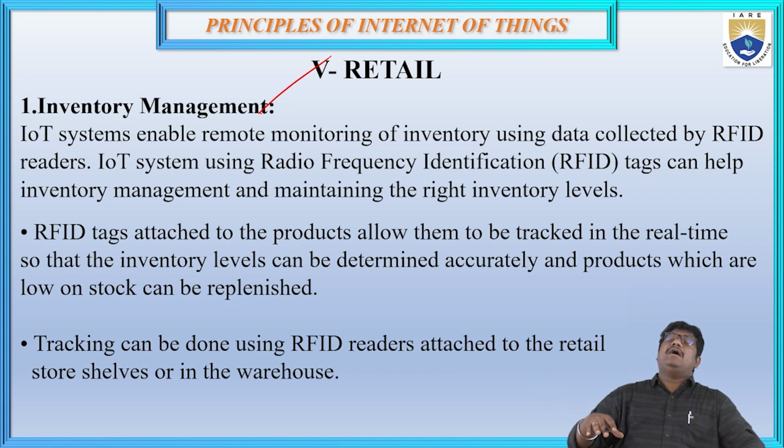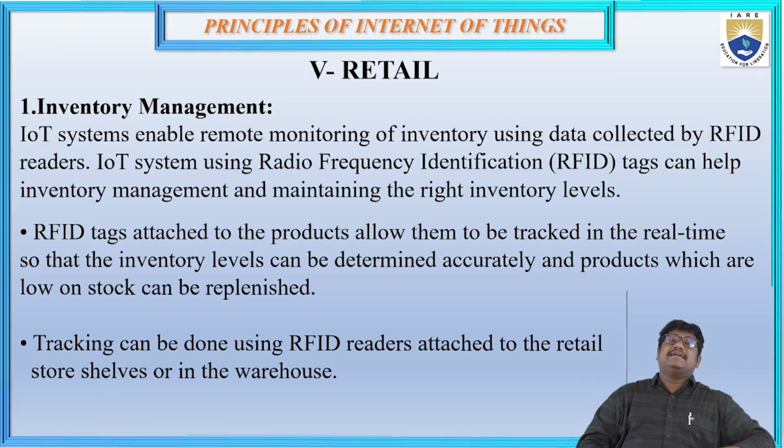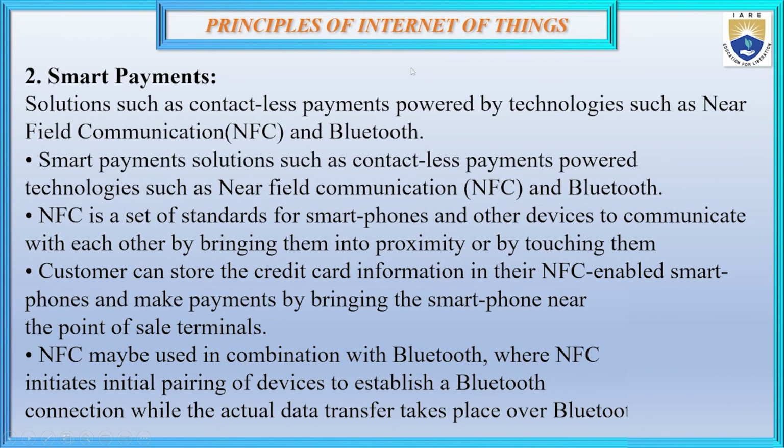If in the next hour most people purchase the same product, it will be updated automatically. This entire tracking can be done with the help of radio frequency identification readers, which are attached to the store shelves in the warehouse. By using these RFIDs, the stock manager can maintain a good level of inventory in the warehouse.